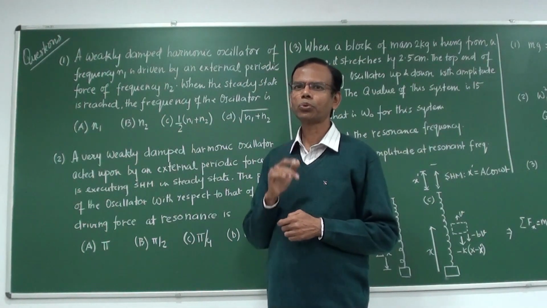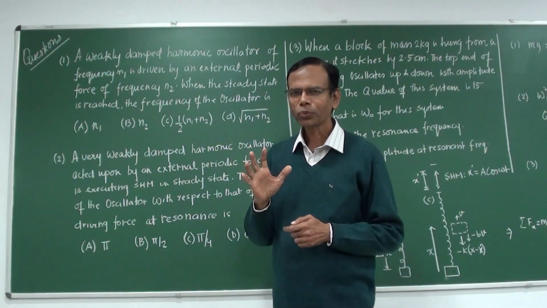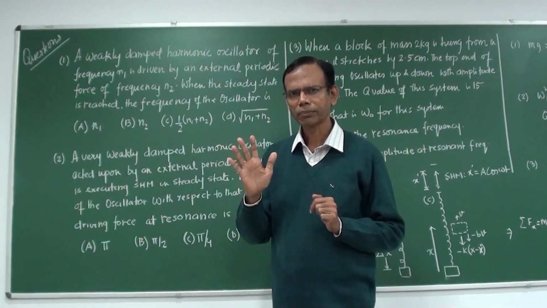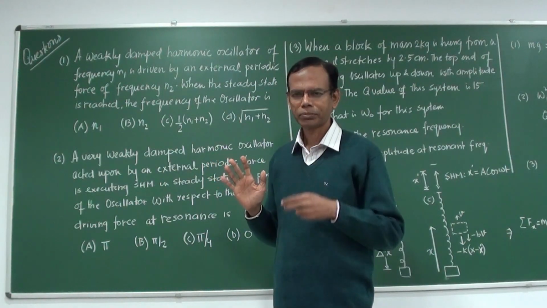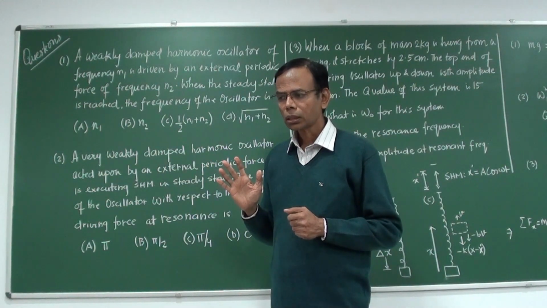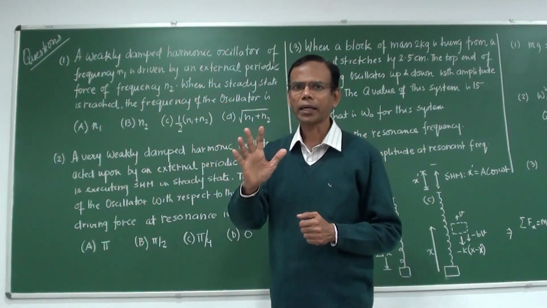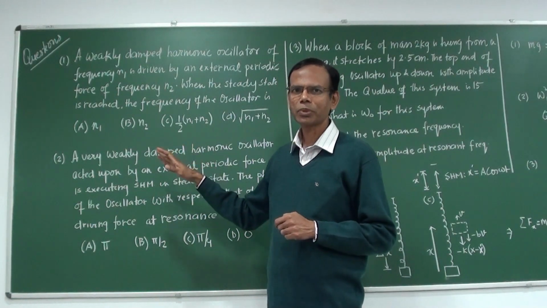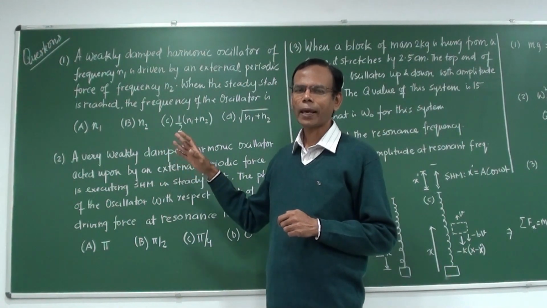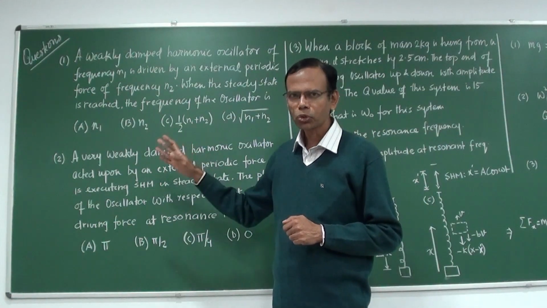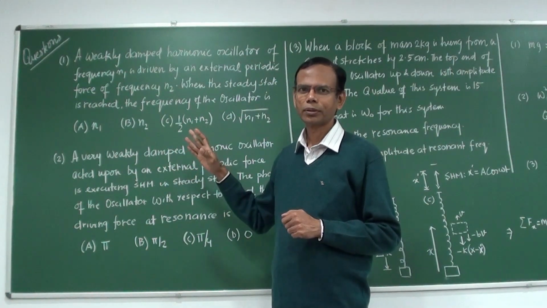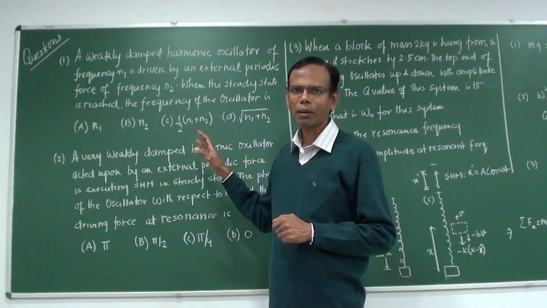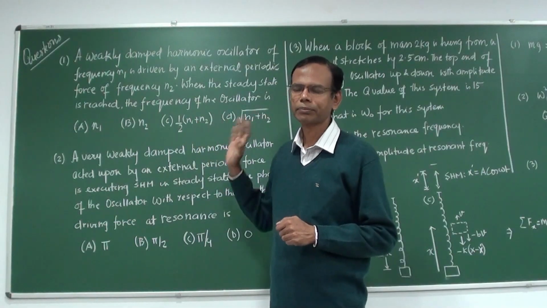In case of amplitude, what happens? When the driving frequency is low, amplitude is low, because it is doing very slowly. The amplitude cannot pick up. When the driving frequency is too high, even then amplitude is low. And if you see the mathematical expression for amplitude that we have derived, f0 by m divided by root over omega 0 square minus omega d square whole square plus gamma square omega d square.